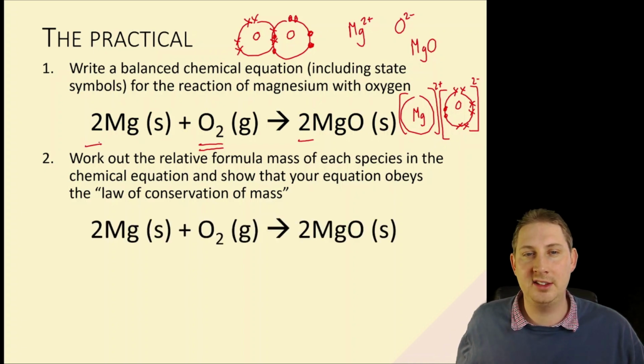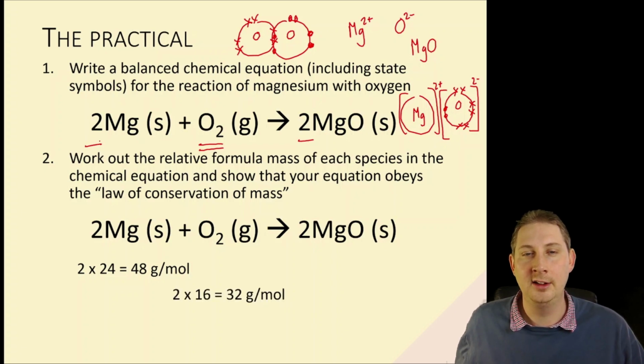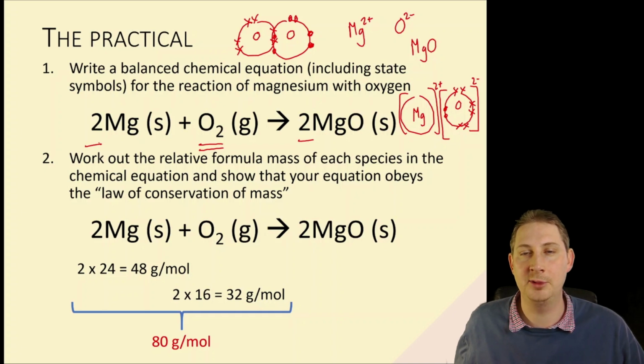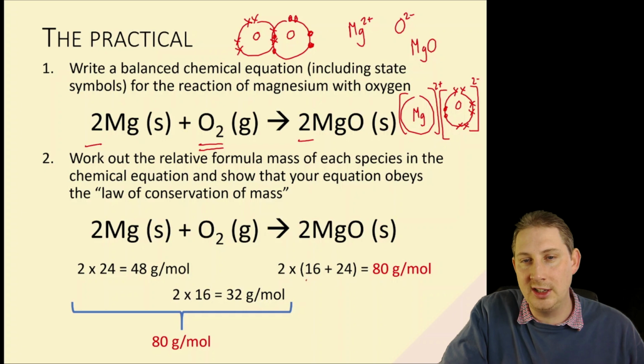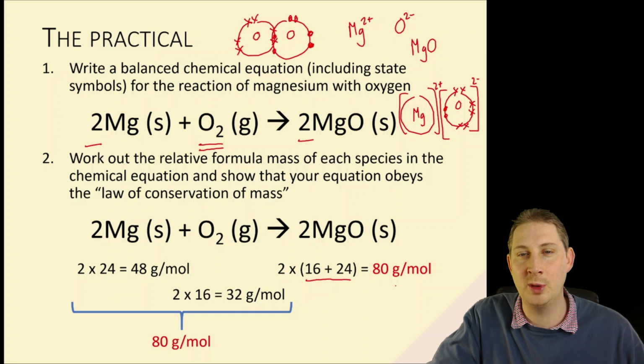As for the relative formula mass of each species, well, there's 2 lots of magnesium, each one is 24, so 48 grams per mole. Oxygen, O2, 2 times 16, 32 grams per mole. And they add up to mean that the reactants have a relative formula mass, 80 grams per mole. Looking at the products, well, magnesium oxide is 16 plus 24, which equals 40, and there's 2 of them, so that sums up to 80 grams per mole as well. Happily, the reactants and the products have the same mass. Great.